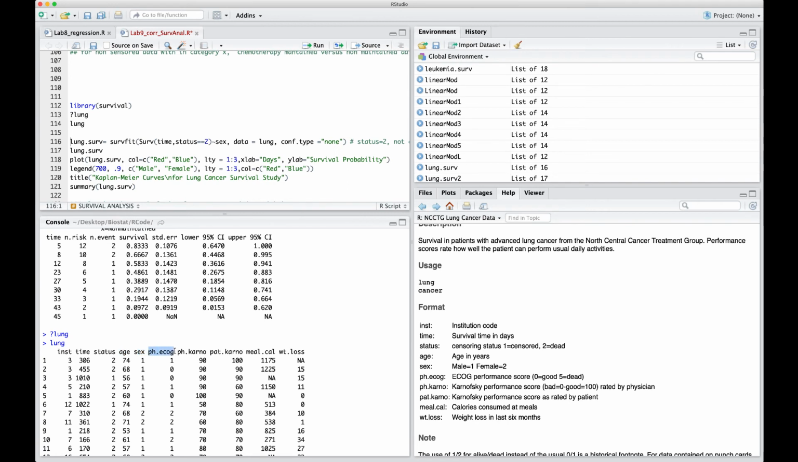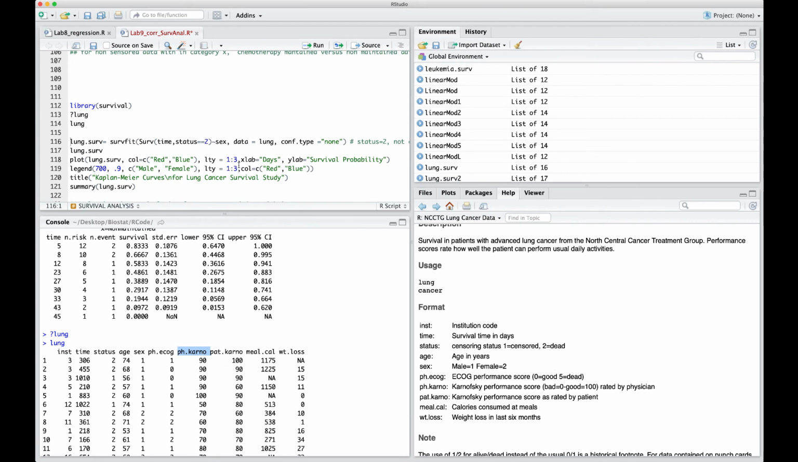ph.ecog is the ECOG performance score. 0 is good, 5 is dead. Similarly, ph.karno is a certain way of measuring by the physician. And there are so many others.